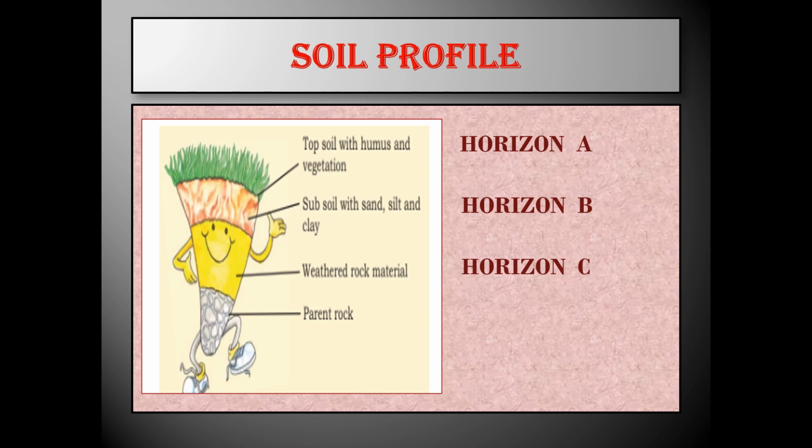The next level is horizon C, which is called the weathered rock material, or in other words, the rock fragments. It consists of small parts of rocks that come from the parent rock. The next level is horizon D, called the bedrock or the parent rock. It contains solid unweathered rock. So this is the soil profile. Each profile has a different amount of topsoil, subsoil, and rock material along with the parent rock.